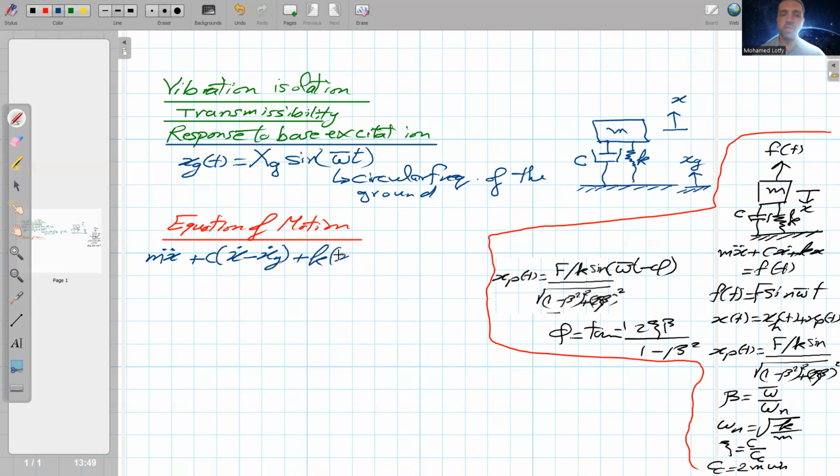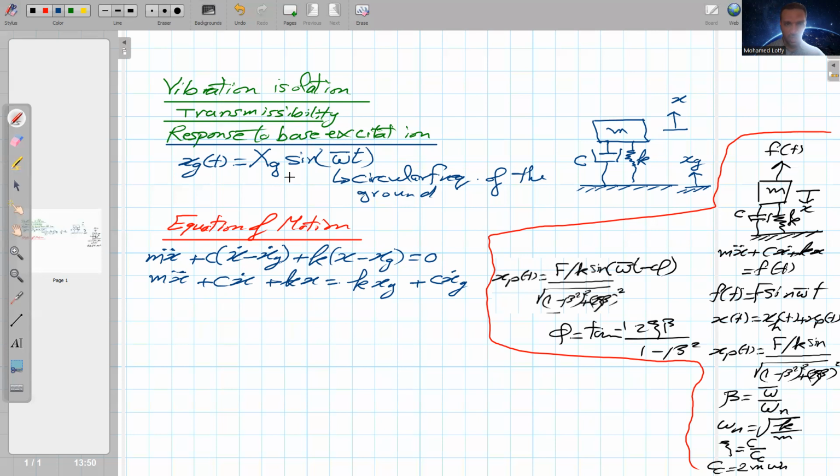Similarly, the spring term will be k times (x minus xg). This is the relative motion, the difference between the motion of these two points. Equal to what is the external force? There is no external force, so it equals 0. We can rearrange this equation to be m x double dot plus c x dot plus k x equal, let's move this part to the right hand side, k xg plus c xg dot. I think it's so simple.